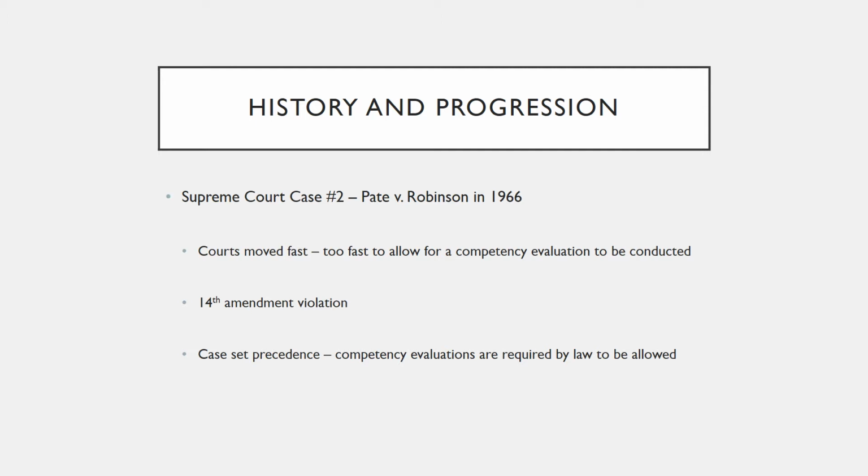The second case we're going to take a look at is the Pate v. Robinson case in 1966. In this instance, Robinson was charged with murdering his common-law wife at the time, and even though his defense argued that he was insane at the time of the murder, the courts moved way too fast, and they didn't allow for a competency evaluation to be conducted. This case was then brought to the Supreme Court for review, and they determined that because the courts moved too fast and he wasn't allowed to have a competency evaluation conducted, it was in violation of his 14th Amendment rights, and he was, in essence, not given the right of due process. So this case set the precedent that an evaluation to determine competency to stand trial was required by law for anybody whose competency was in question.